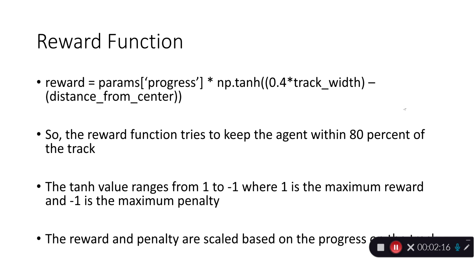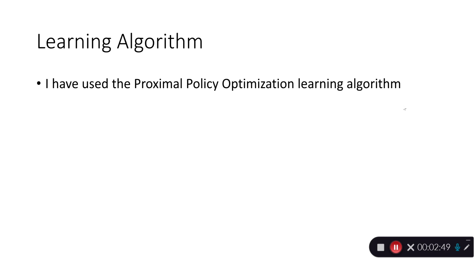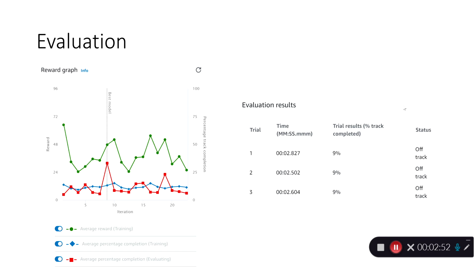And then this is the specific reward function where we have the scaling factor along with a hyperbolic tangent function based on the difference of the track width and the distance from center. So the idea was to keep the agent within 80% of the track and then scale the difference between -1 to 1. And then we scale this hyperbolic tangent value with the progress on the track. I used the proximal policy optimization learning algorithm for the reinforcement learning, and these are the results that I got.